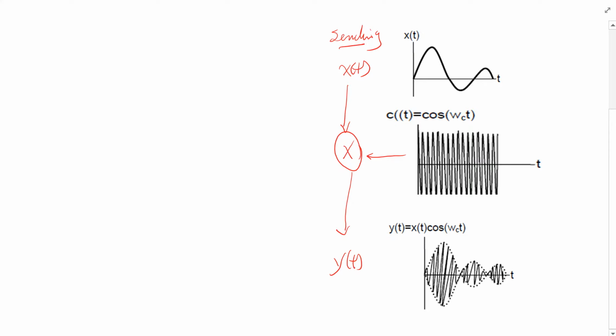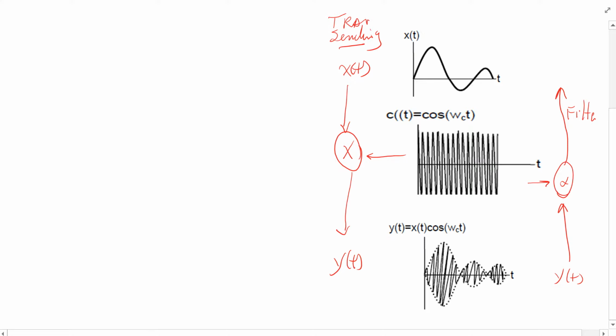On the receiving end, you will receive y of t, and you literally do the same thing. This gets multiplied, and then you filter, so you don't get any of the aliases, and what you get back is the time domain signal. So this would be your transmitter or sender, and this would be your receiving end, what comes to you, and then you decipher it. What you get back is the original signal.